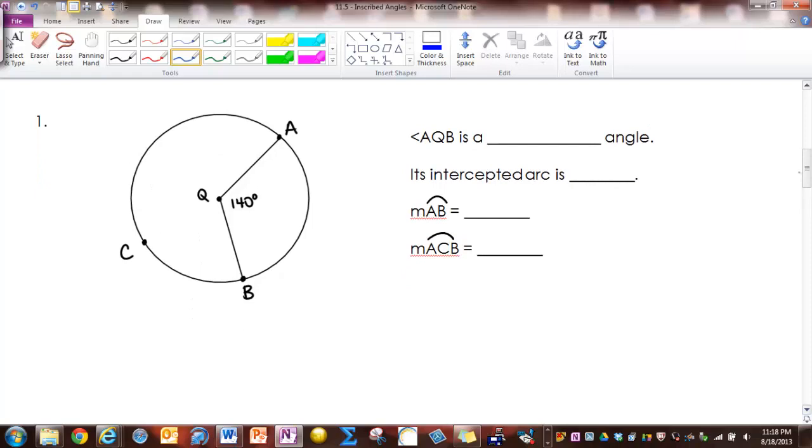Example number 1. You're given a diagram here and we are asked to fill in all of the blanks. First of all, angle AQB, which is this angle right here, is a blank angle. Well, its vertex is at the center of the circle, so we're going to be calling that a central angle.